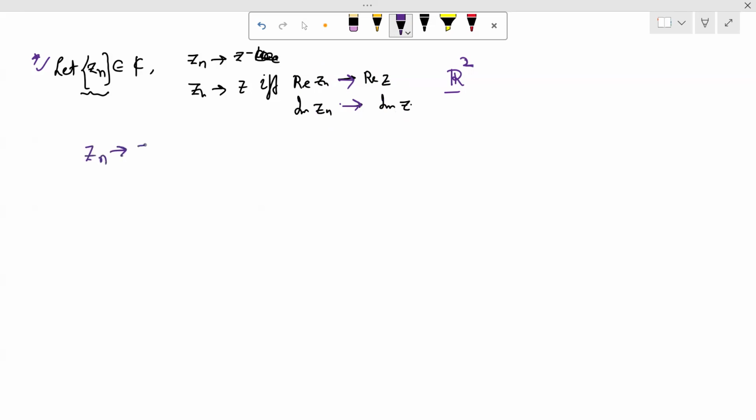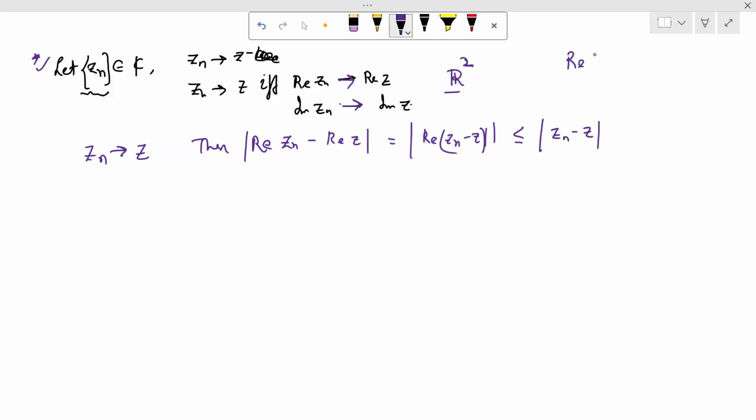Let Zn be convergent towards Z. It implies, then, that we know the real part of Zn minus the real part of Z, we want to compare this. And this is equal to the real part of Zn minus Z, modulus. And certainly we know that the real part of Z is less than or equal to this.